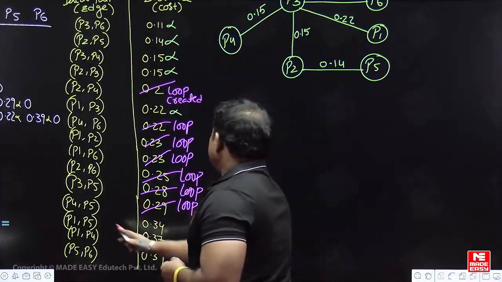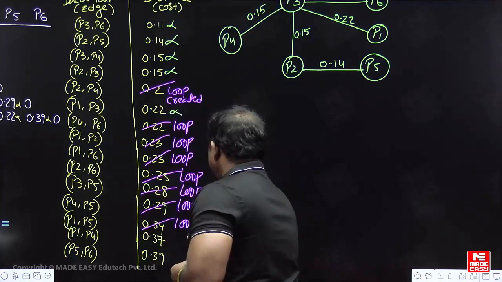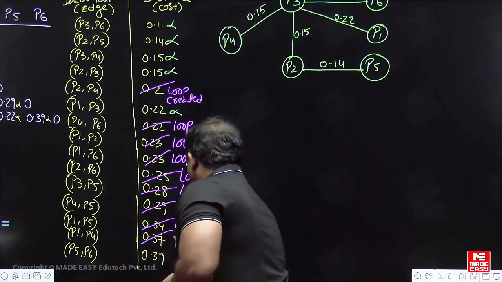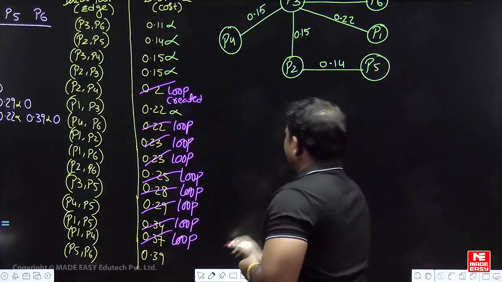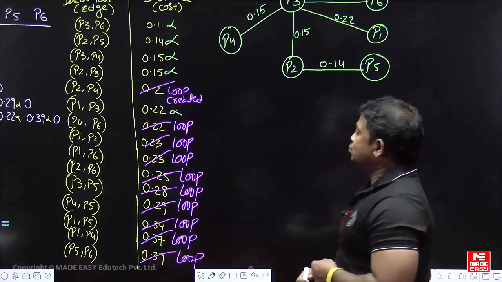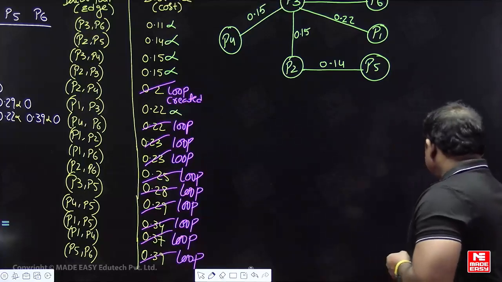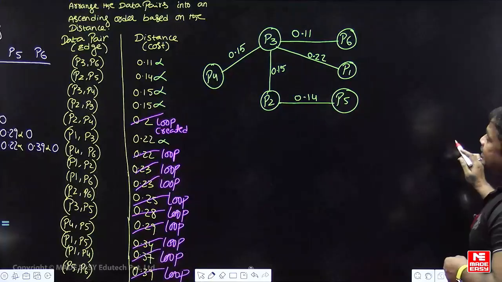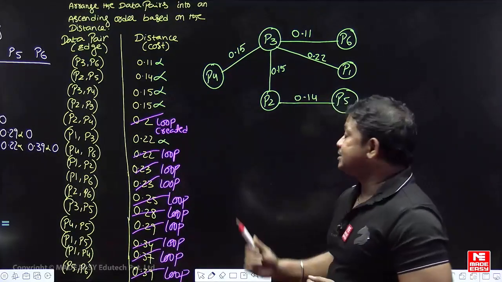Next, P1, P5: loop created, don't connect. Then P1, P4: loop created, don't connect. P5, P6: there is a loop, so don't connect. When a loop is created, don't connect those data points with edges. So this is the complete spanning tree of the given distance matrix.